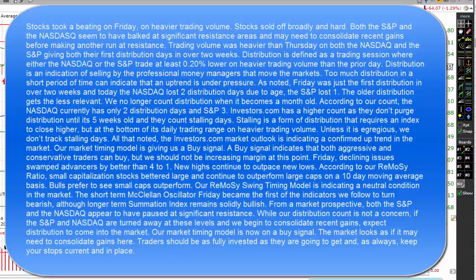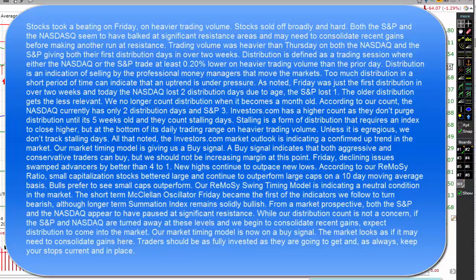From a market perspective, both the S&P and the NASDAQ appear to have paused at significant resistance. While our distribution count isn't a concern, if the S&P and the NASDAQ are turned away at these levels and we begin to consolidate recent gains, expect the distribution to come into the market.